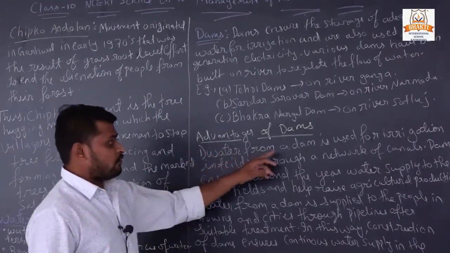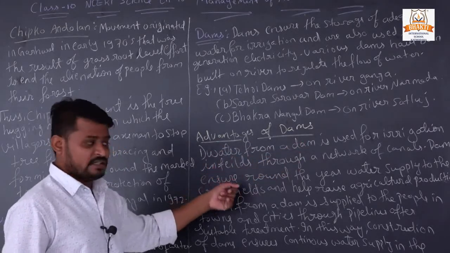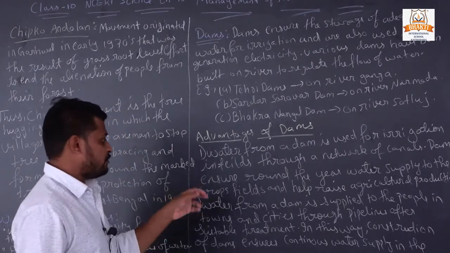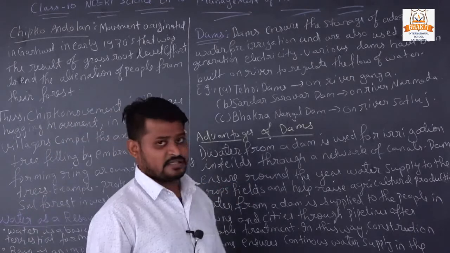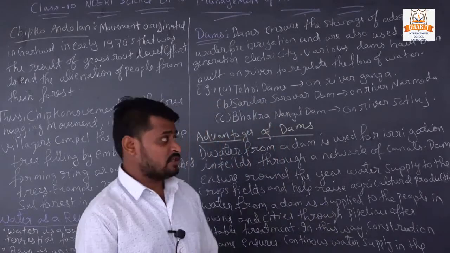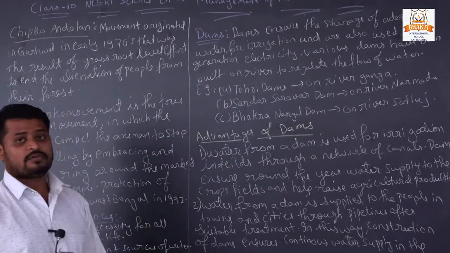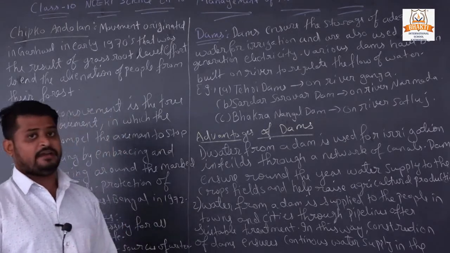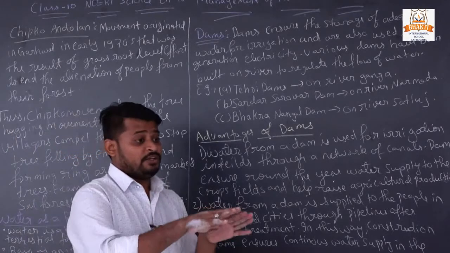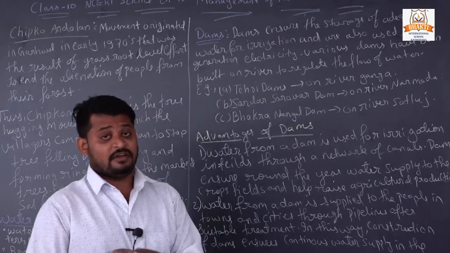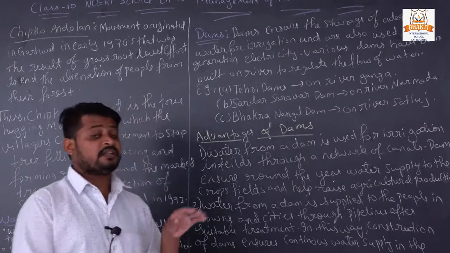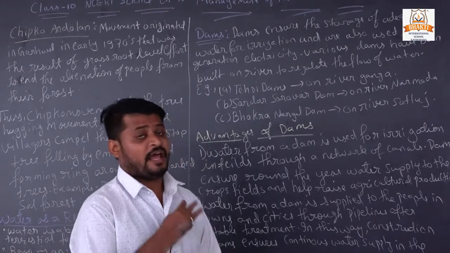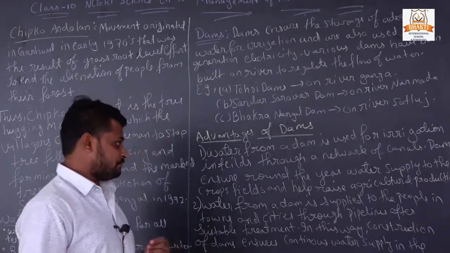First, water from a dam is used for irrigation in fields through a network of canals. A dam ensures round the year water supply to the crop fields and helps raise agriculture production. We construct a dam to supply water for irrigation through canals, and it ensures continuous flow of water in the canal throughout the year, so farmers gain water and crop production increases.